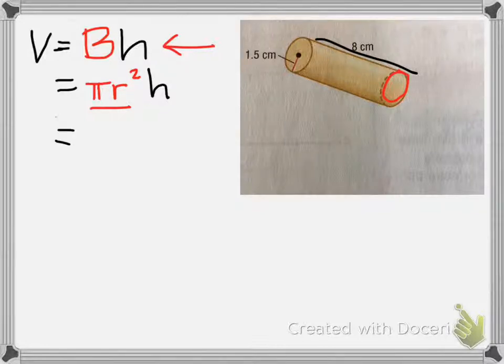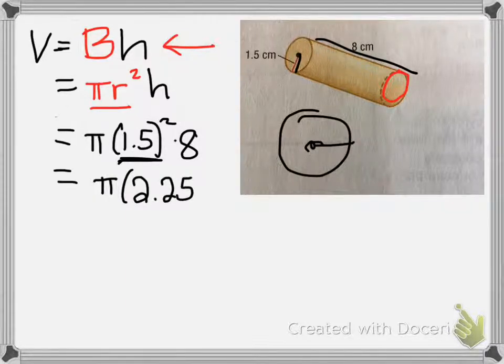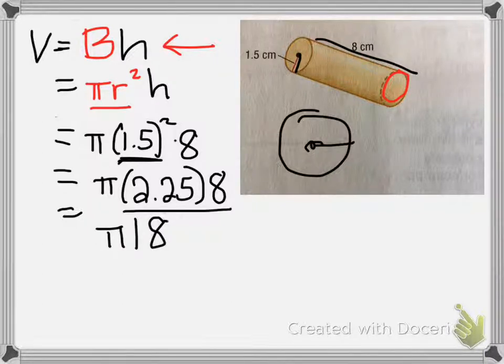So now when we get started, the radius, which is halfway across the circle, would actually be 1.5 in this case. So we're going to do 1.5 squared times the height, which in this case is 8. Order of operations, we'll do 1.5 squared first, which is 2.25. And before we multiply the pi in, which makes a really ugly decimal, we call those irrationals, we're going to do 8 times 2.25, which is going to be 18.